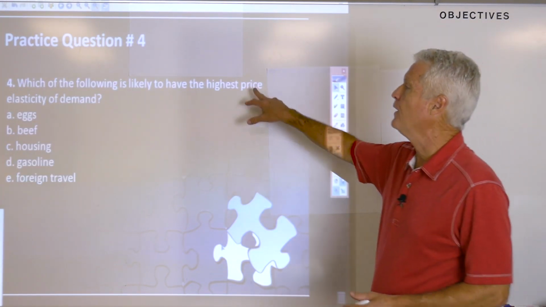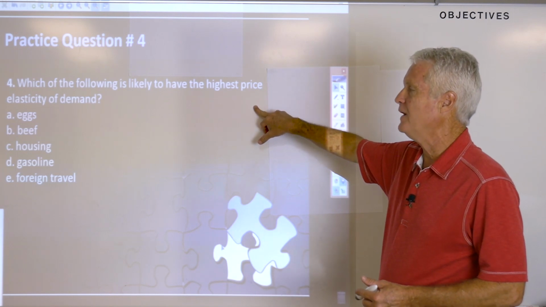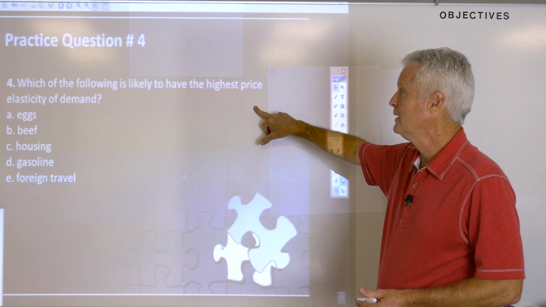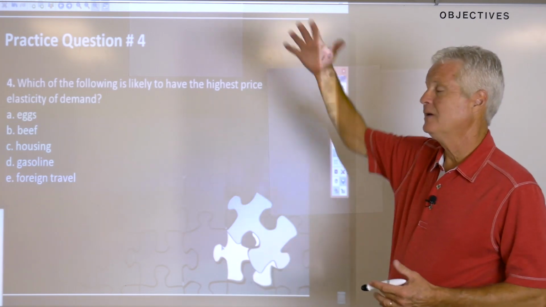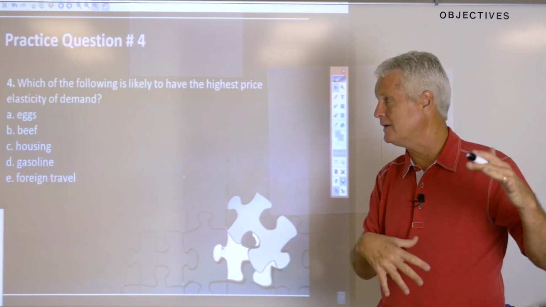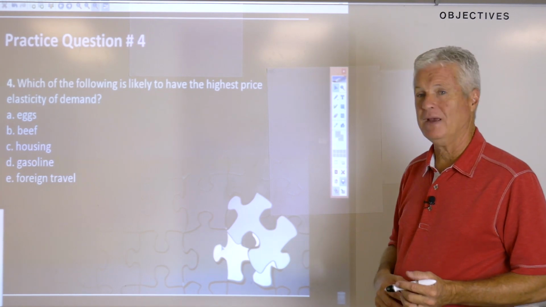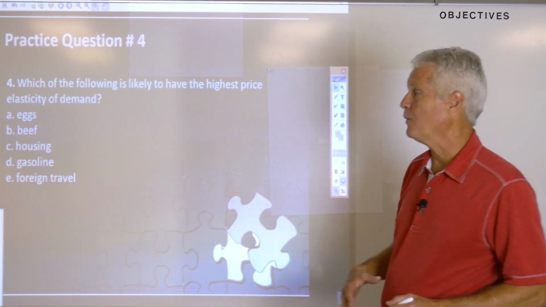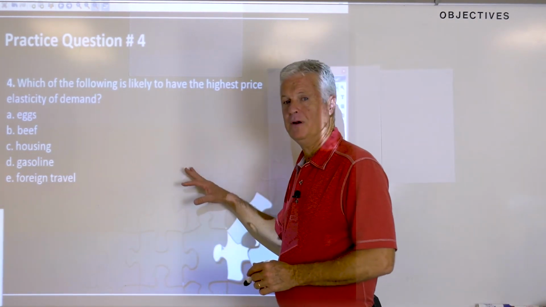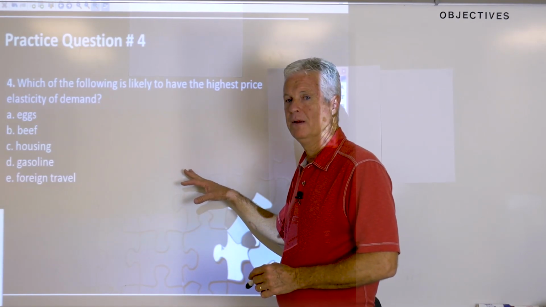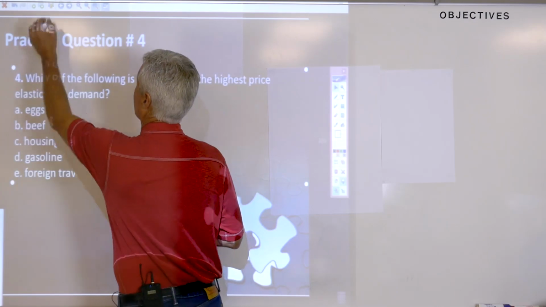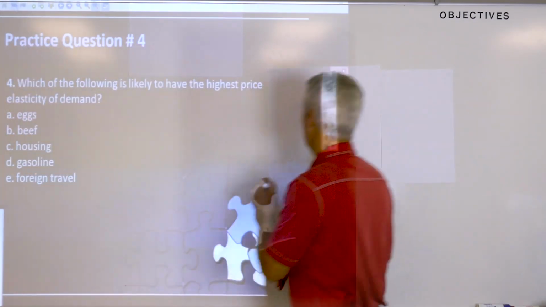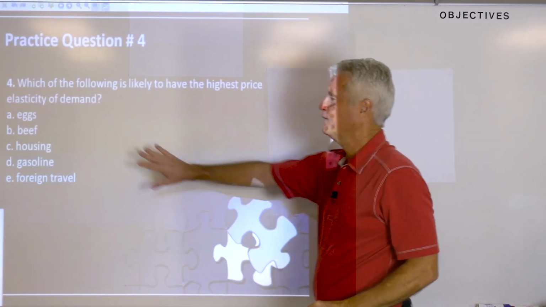Okay, question number 4. Which of the following is likely to have the highest price elasticity of demand? Okay, if it's price elasticity highest, that means you're very elastic. Which one of these is most elastic? Well, we already covered that, right? Pause the video. And it's foreign. How about that one? It's foreign travel. Okay, it's foreign travel.